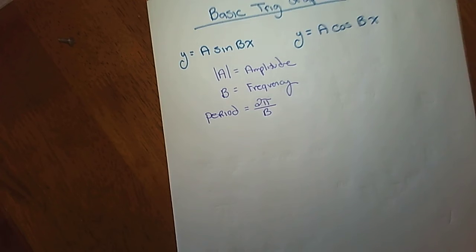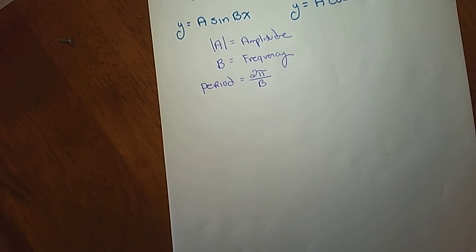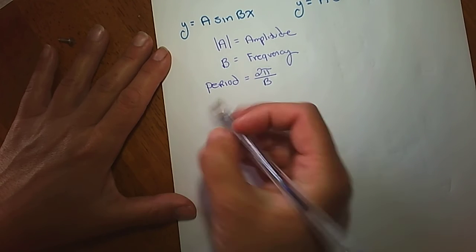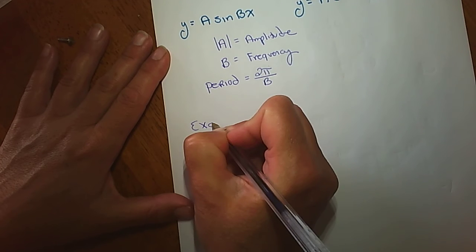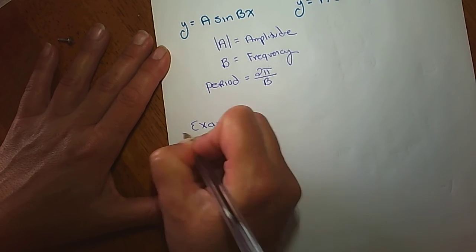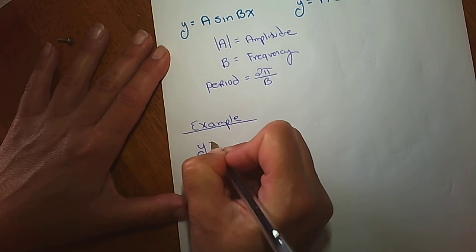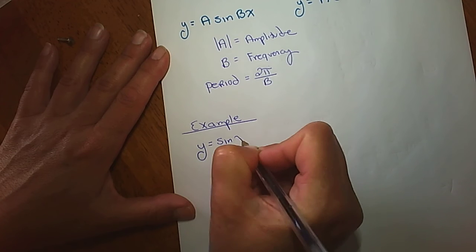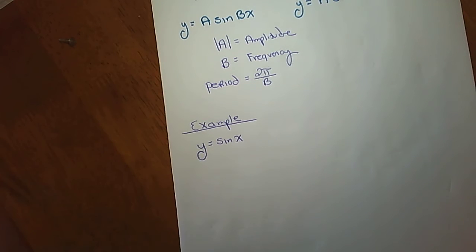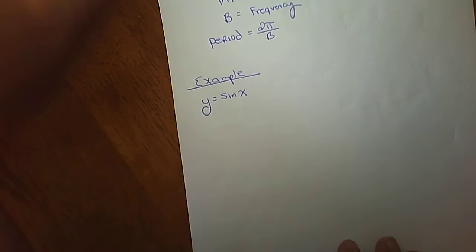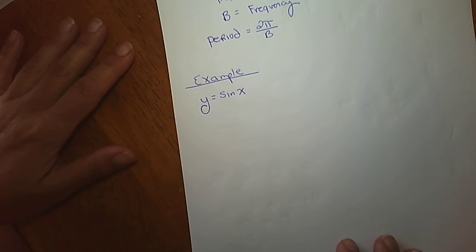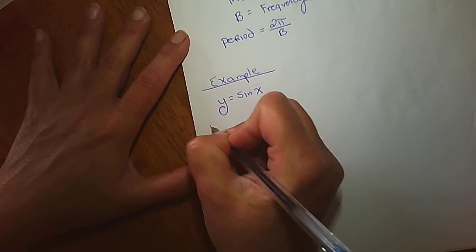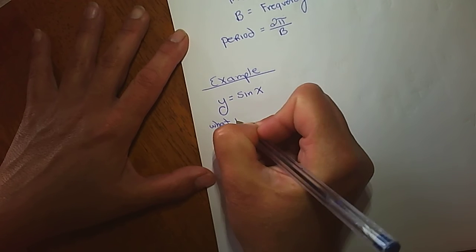So the best way to show you what's going on is to actually do an example with you guys. So we're going to start off with y equals sine x. All right. Now, every time we do a graph, what we're going to need to know is what is the amplitude, the frequency, and the period. So if I say, what is the amplitude?